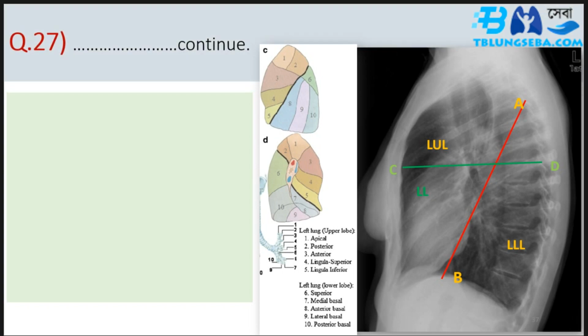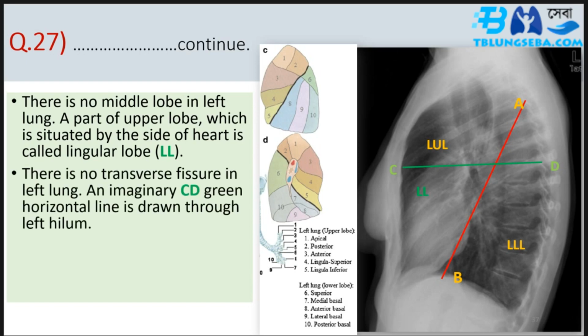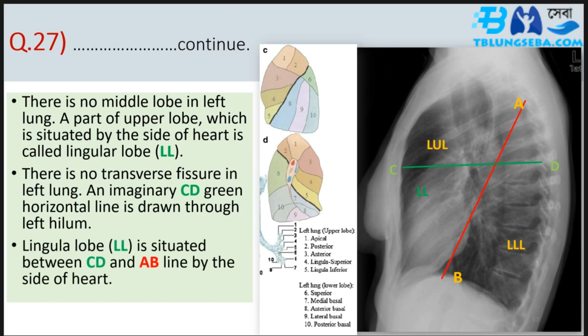Q.27, continue. There is no middle lobe in left lung. A part of upper lobe, which is situated by the side of heart, is called lingular lobe, LL. There is no transverse fissure in left lung. An imaginary CD green horizontal line is drawn through left hilum. Lingular lobe, LL, is situated between CD and AB line by the side of heart.